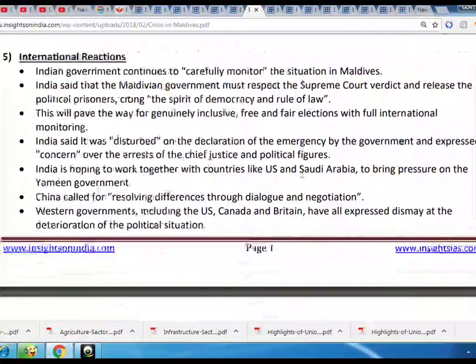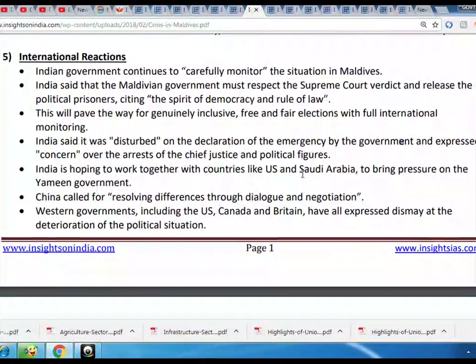India said it was disturbed by the declaration of the emergency by the government and expressed concern over the arrests of the Chief Justice and political figures. India is hoping to work together with countries like the US and Saudi Arabia to bring pressure on the Yameen government. China called for resolving differences through dialogue and negotiation. Western governments, including the US, Canada and Britain, have all expressed dismay at the deterioration of the political situation.